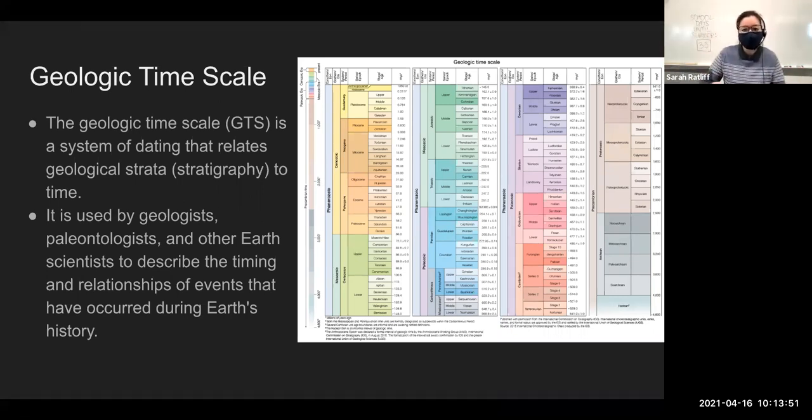The deeper the rock we're looking at is on the Earth, the older it is. The closer it is to the surface, the younger it is. It's used by geologists, paleontologists, and other Earth scientists to describe the relationship between major events, maybe new creatures found in the fossil record, and Earth's history, that timeline of Earth.